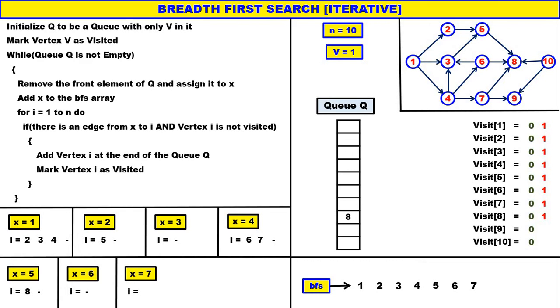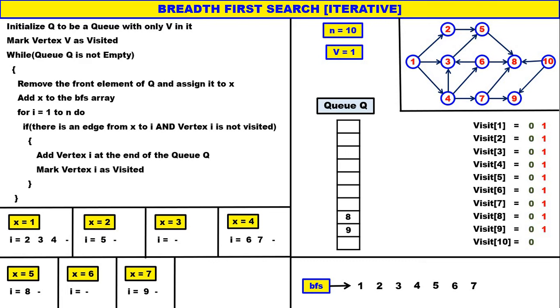Next, what are the nodes adjacent to 7? 8 and 9. But 8, can we consider? No, because visit of 8 is already 1. 9? Yes, because visit of 9 is equal to 0. 9, we add 9 at the end and visit of 9 becomes equal to 1. That's all for 7.